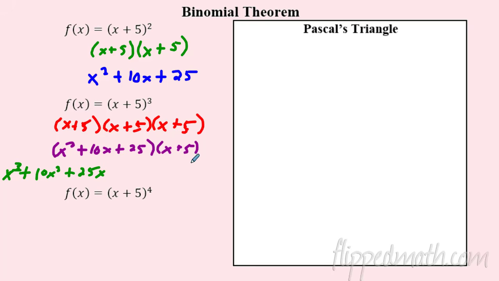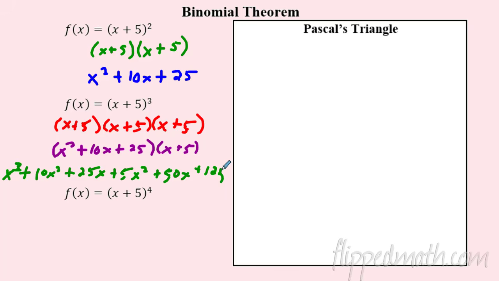And then what's this? Now I'm going to do the 5 to everybody. Everybody gets that 5. So this will be 5x squared. Oh my goodness. And then what? 5 times 10 is 50. And I'm not showing all the work. I'm just kind of doing it. I hope that's okay. And then 5 times 25 is 125.